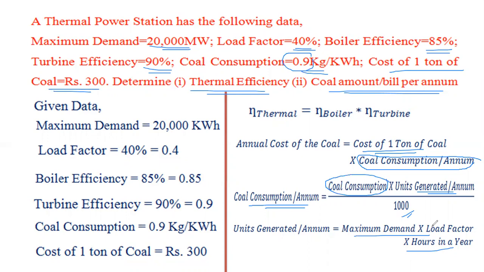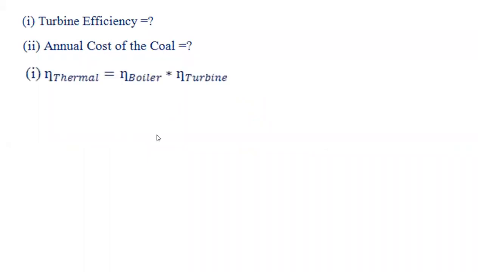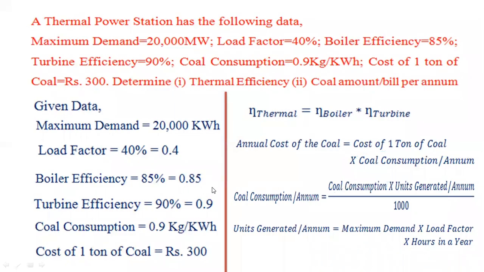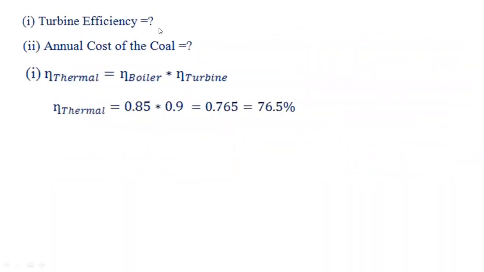Now, the first one we want to find out is the thermal efficiency. The second one is the annual cost of the fuel. For the thermal efficiency, we already know the formula, that is the boiler efficiency into turbine efficiency. What is the value of the boiler efficiency? The boiler efficiency is 0.85 and the turbine efficiency is 0.9. So substitute here, that is 0.85 into 0.9. Simplifying, we get 0.765. In terms of percentage, multiply by 100, that is 76.5%.